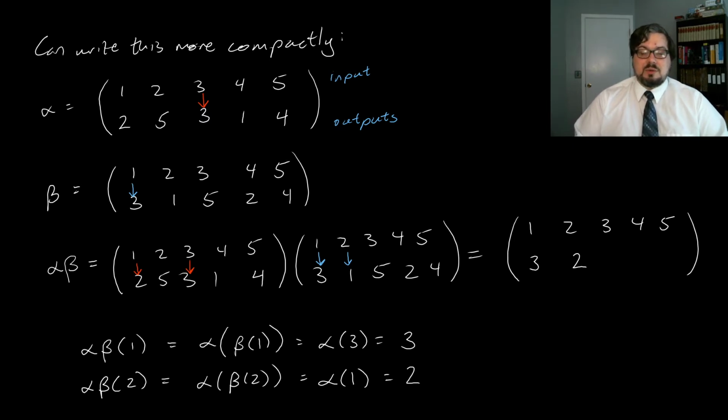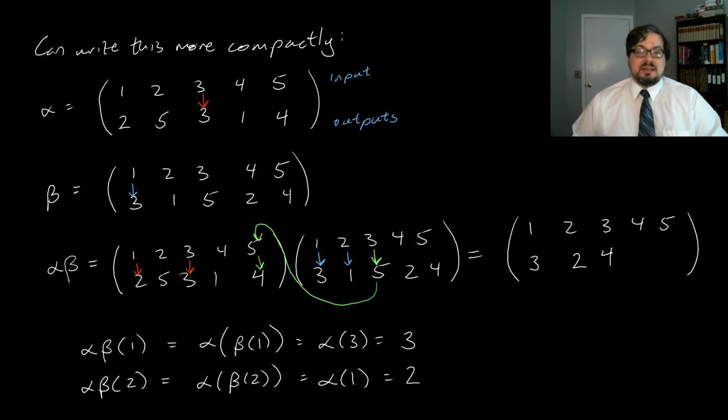So if we want to know what happens to 3, first of all, we're moving from right to left, just like we do with ordinary composition of functions. And so we see that in beta, 3 goes to 5. But then in alpha, 5 goes to 4. So that means that in the product, 3 will go to 4.